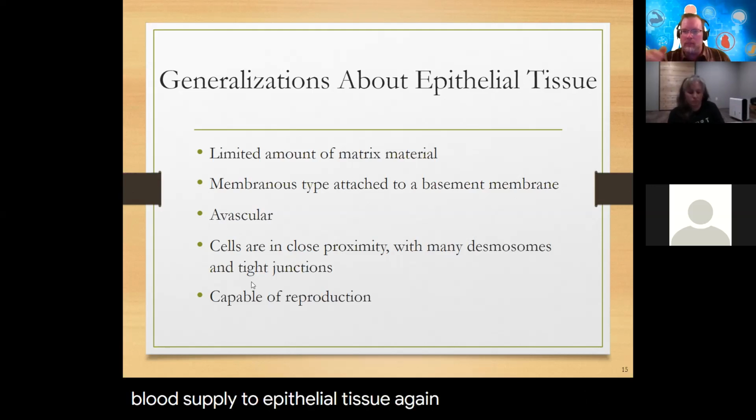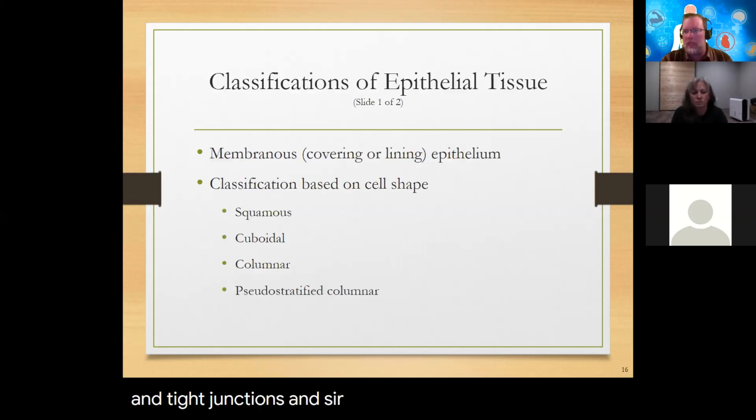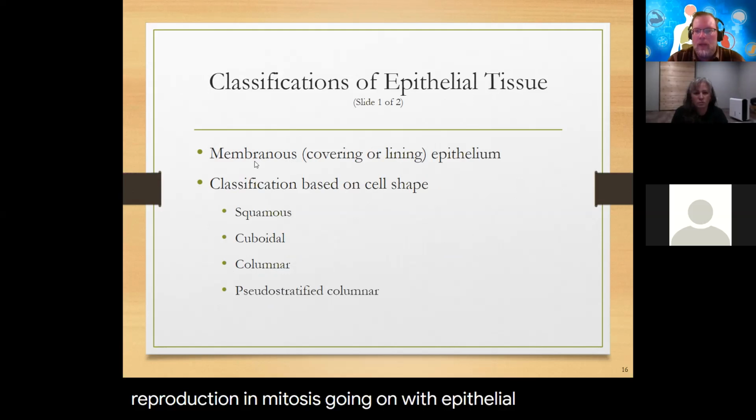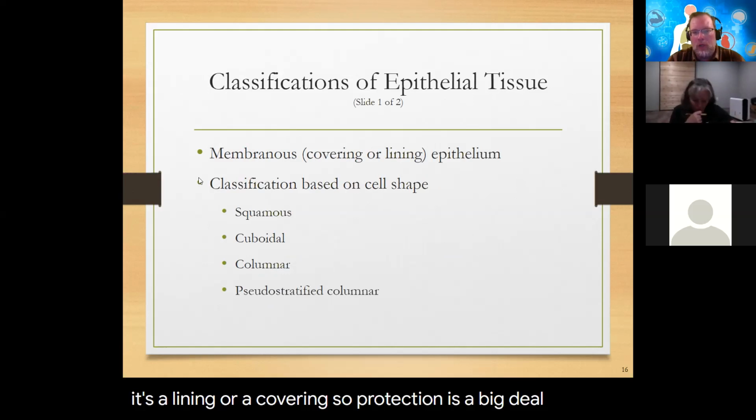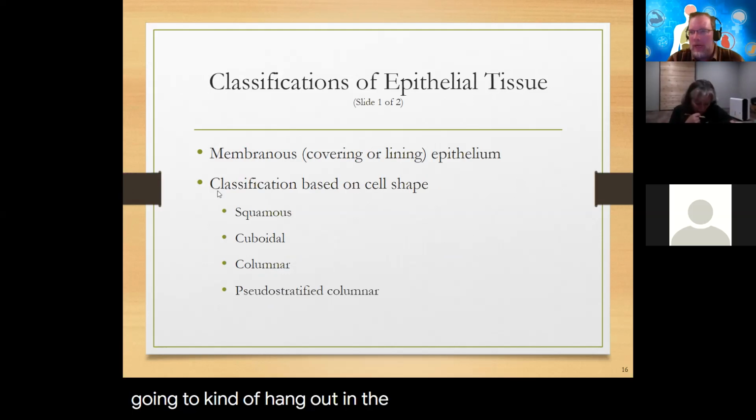Again, they're very close in proximity. We see a lot of desmosomes and tight junctions. And certainly we see a lot of asexual reproduction and mitosis going on with epithelial cells. Again, it's a lining or a covering. So protection is a big deal. We're going to kind of hang out in the membranous area for quite a while. I shouldn't say quite a while, for probably another 10 minutes or so.